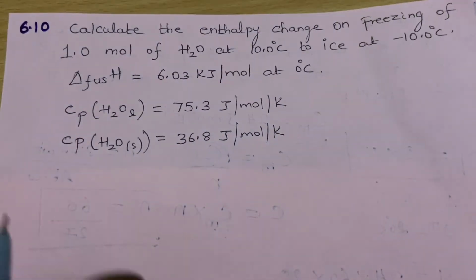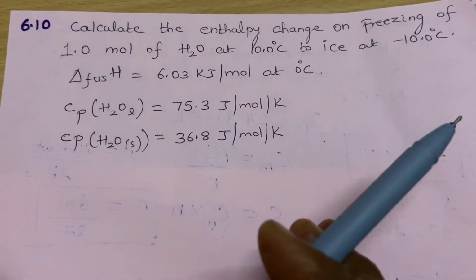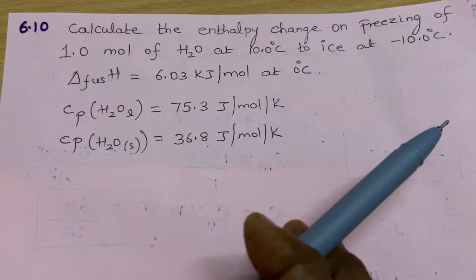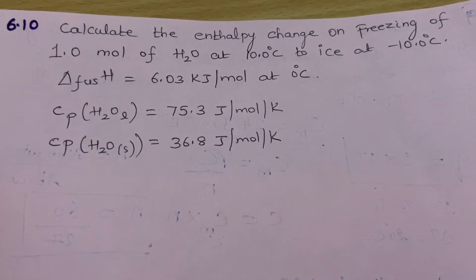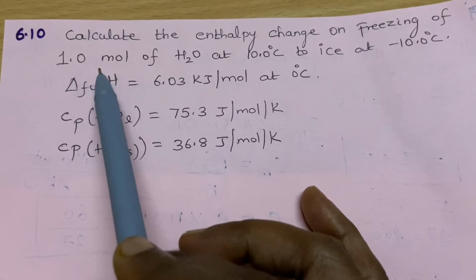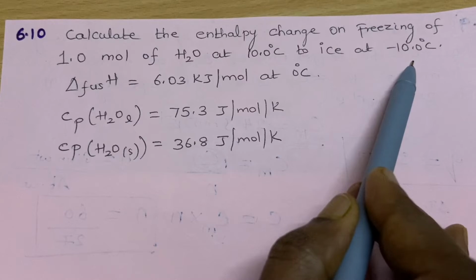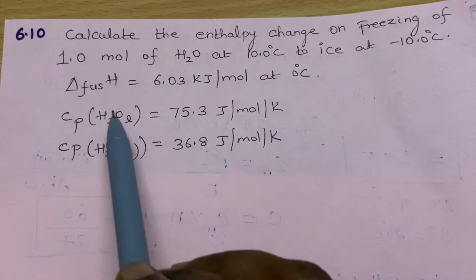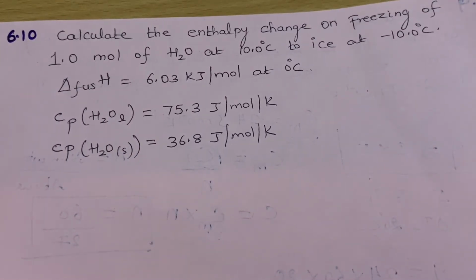See the question here, students, 6.10 from your book back exercise. This question appears to be tough, but actually it is not. You have to first understand the question slowly and clearly, then only you can solve these kinds of questions. Calculate the enthalpy change on freezing of 1 mole of water at 10 degrees Celsius to ice at minus 10 degrees Celsius. The enthalpy of fusion value and some other data have been given. So first clearly understand what they have asked and what they have given.